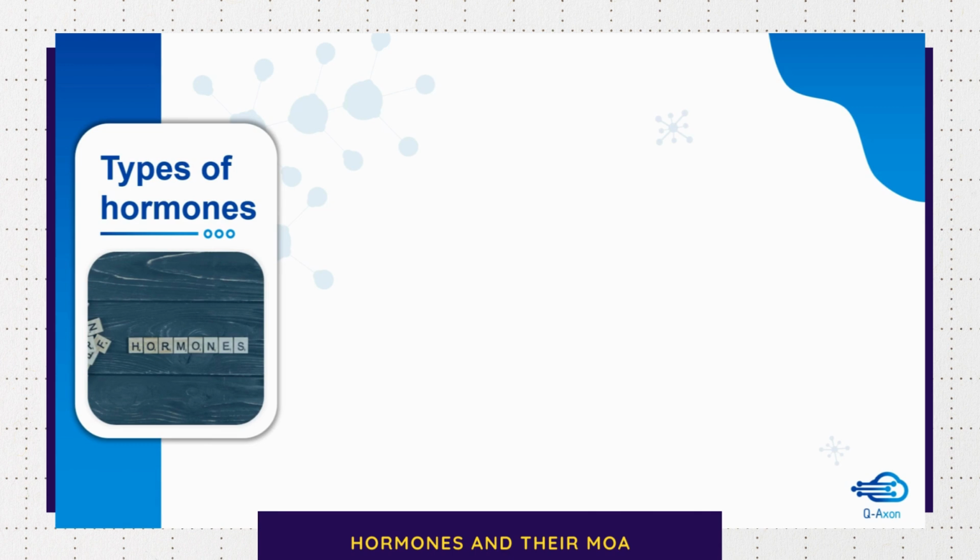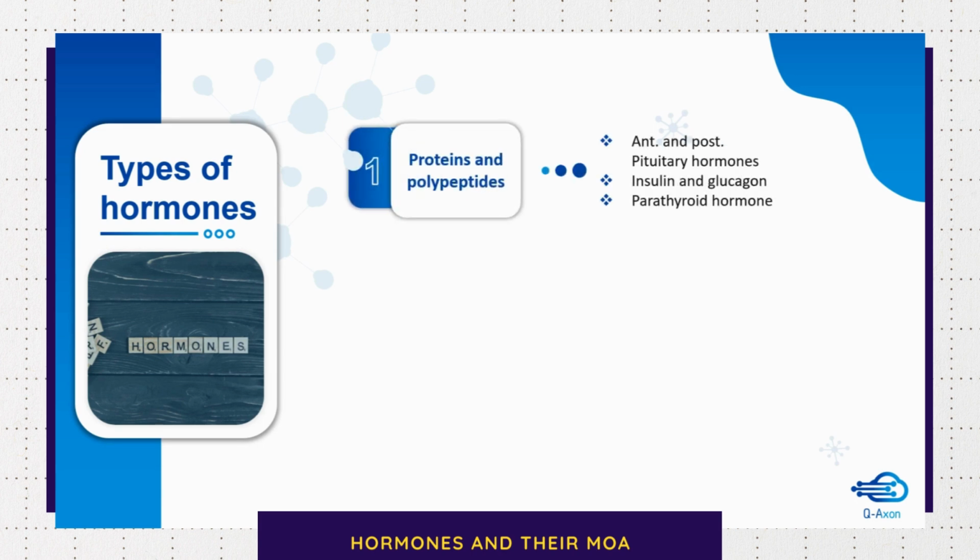Hormones are secretory products of the endocrine glands. They are secreted directly into the circulation. They act on the target cells and give a desired response. In general, the hormones are divided into three major classes, namely proteins and polypeptides. The examples for these types of hormones are anterior and posterior pituitary hormones, insulin and glucagon, parathyroid hormone.